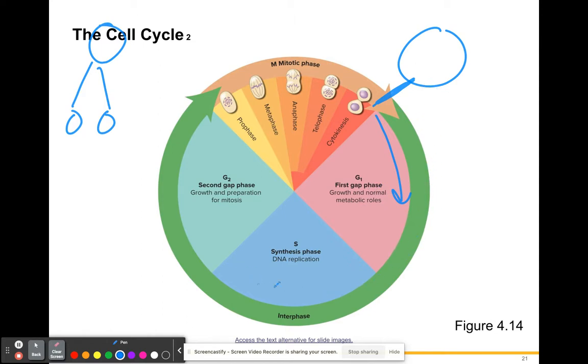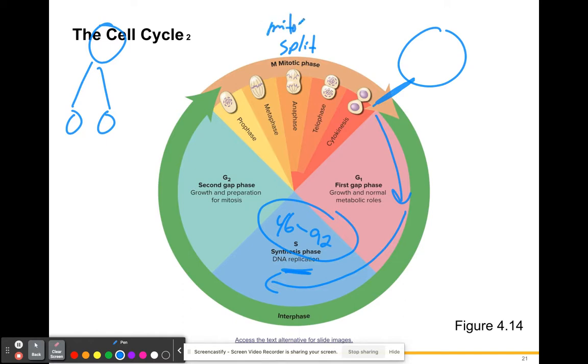Then it's going to hit this S phase. S stands for synthesis. And this is where our DNA goes from 46 to 92 chromosomes, right? We have to replicate our DNA here. This is where DNA replication happens. And we have to do it here because the cell is going to split soon. It's going to split over here. This is mitosis. That's where it's going to split. So we have to do it before that. So we do it over here in this S phase.